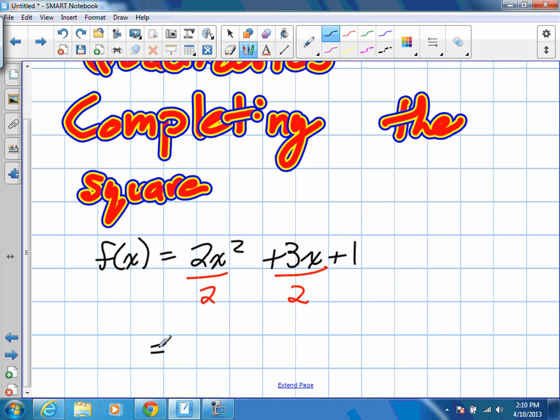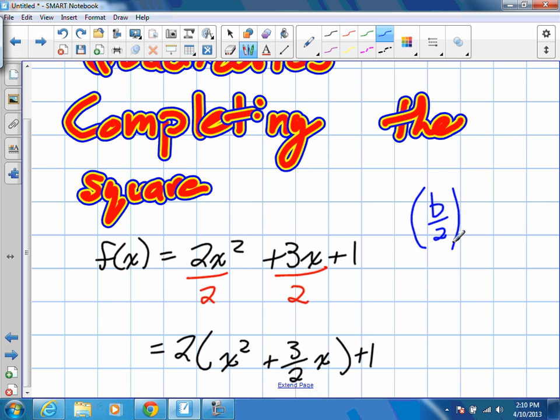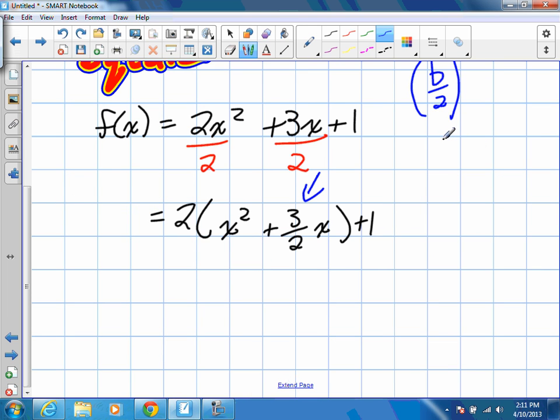Now, when I do that, I'm going to have 2 on the outside of the bracket, x squared. A lot of you guys will turn this into decimal. I'm not going to. I'm going to keep it as 3 over 2x plus 1. b divided by 2. Nathaniel. So, our new b is 3 over 2.